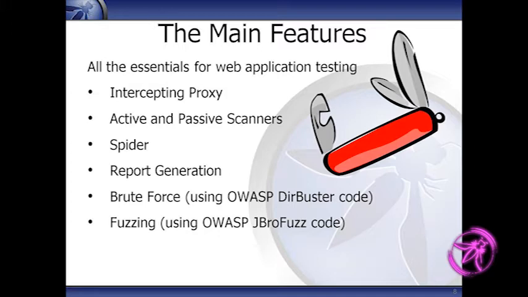The Spider, which could definitely be improved, will look for pages that you haven't explored. It'll do report generation, and then two of the significant enhancements we've made, both reusing other OWASP projects, are forced browsing or brute forcing using DirBuster code, and fuzzing using some JBroFuzz code. So we're not just going to reuse OWASP projects, we'll use any good quality projects out there which we're allowed to from the licensing, but those were the two which seemed to stand out, those particular two areas.